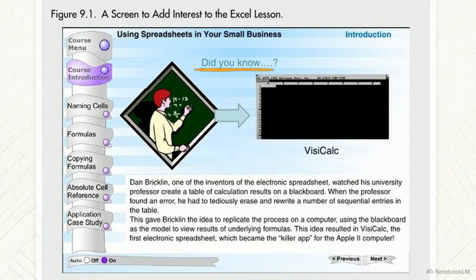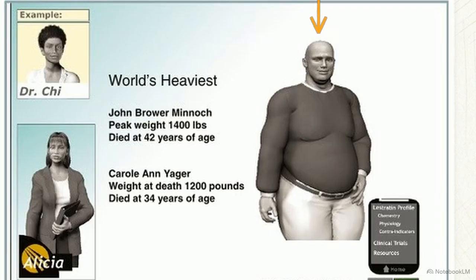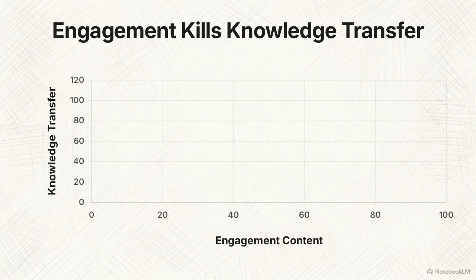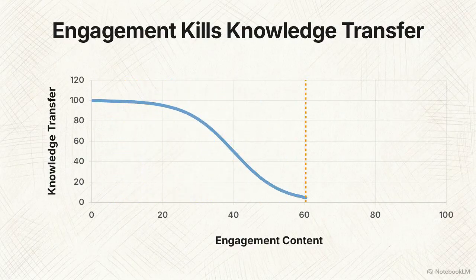The common impulse is to inject trivia, historical anecdotes, and dramatic pop-ups, like the story of VisiCalc, to boost engagement. Or consider injecting extreme medical cases and dramatic 3D models into a standard pharmaceutical sales module to shock the learner into paying attention. This graph plots engagement content against knowledge transfer. As a designer adds content purely to entertain, a student's ability to retain and transfer knowledge mathematically collapses.